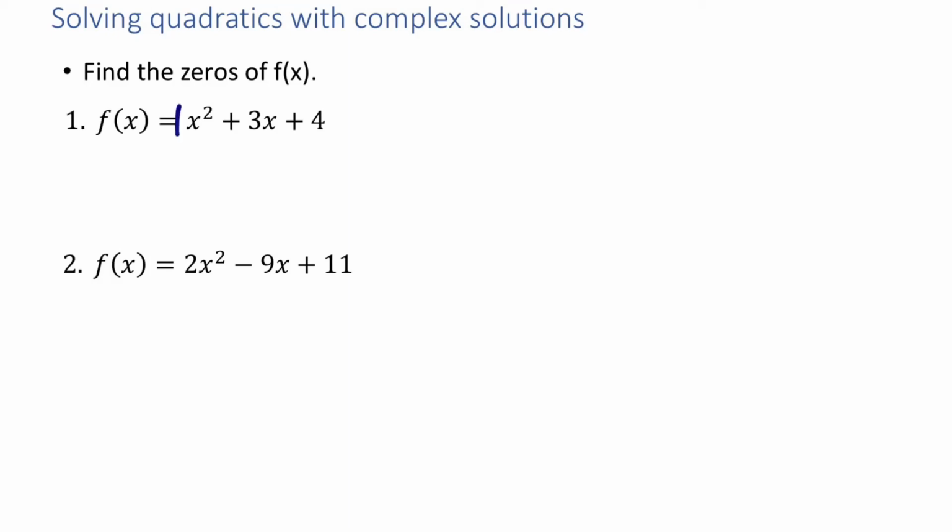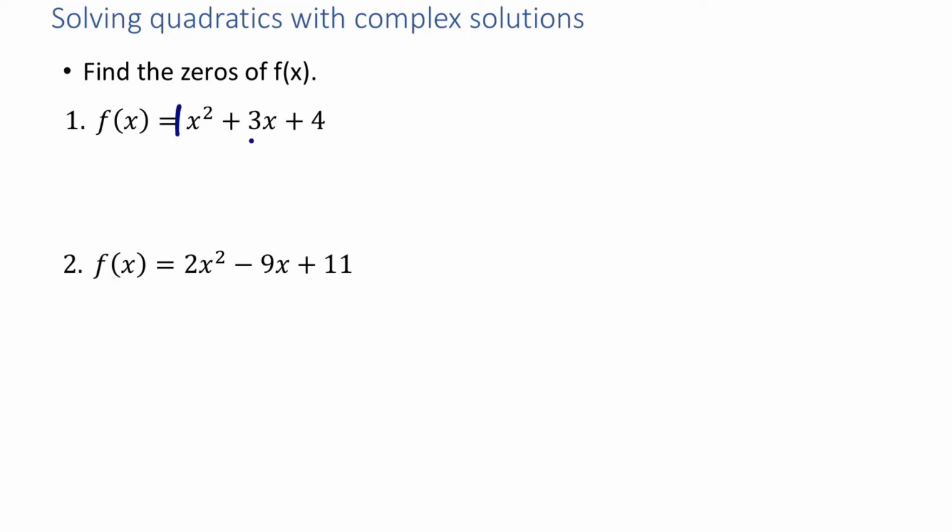if 1 times 4 is 4, so I can make 4 with 1 times 4 or 2 times 2. If I need to get 3 in the middle there, I would need a negative number, not 2 negative numbers, and that's not possible given that 1 times 4 has to be positive 4. So it's not factorable, so that means I've got to use the quadratic formula.